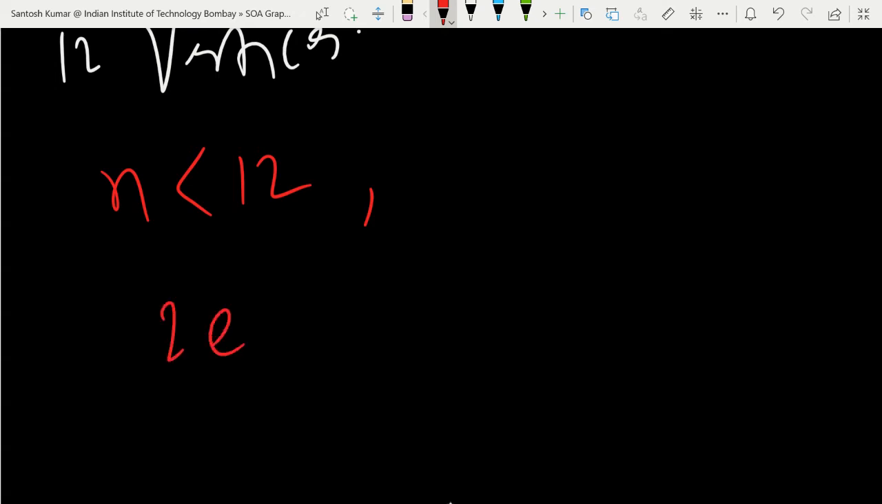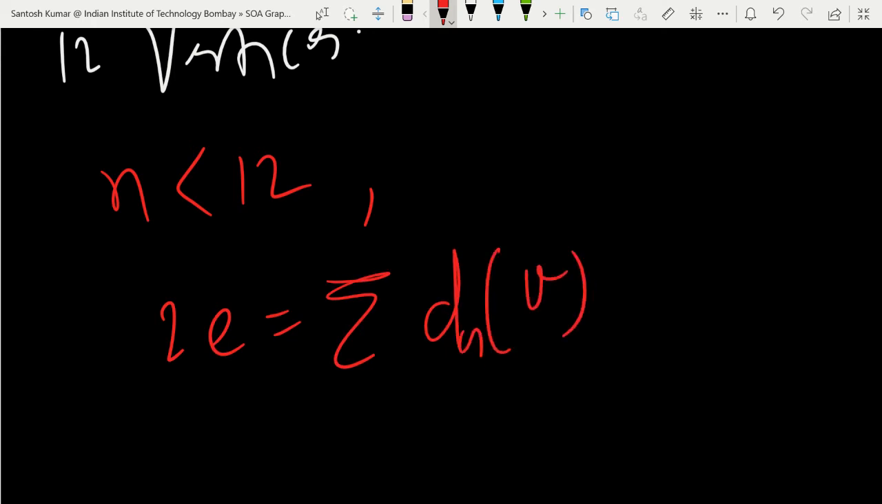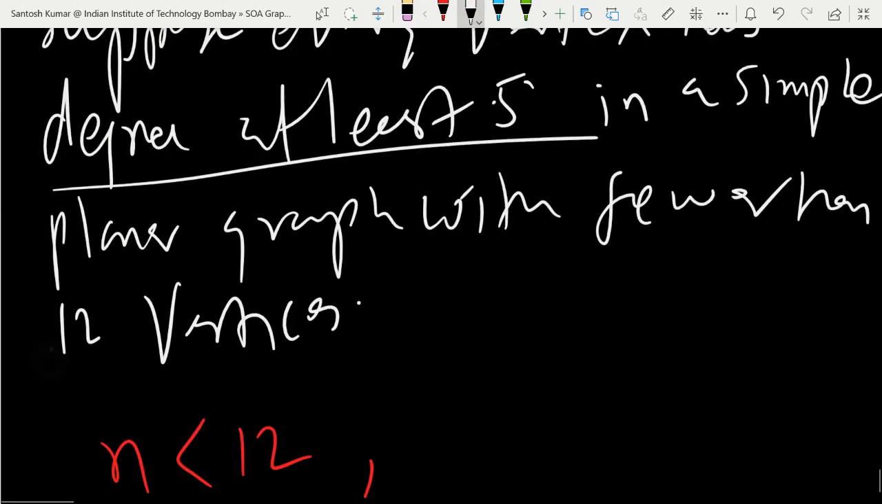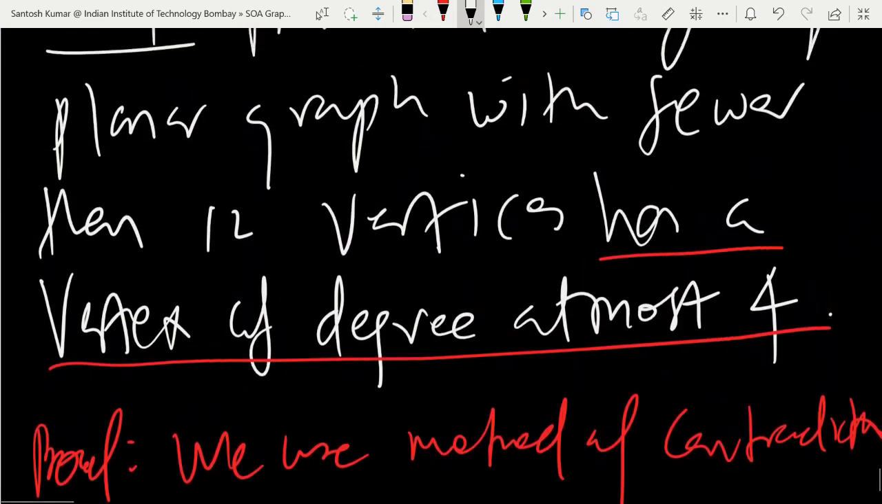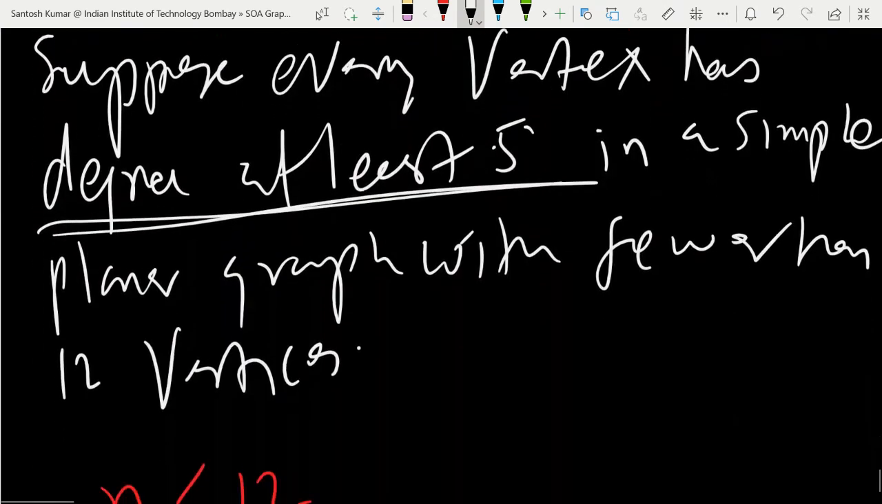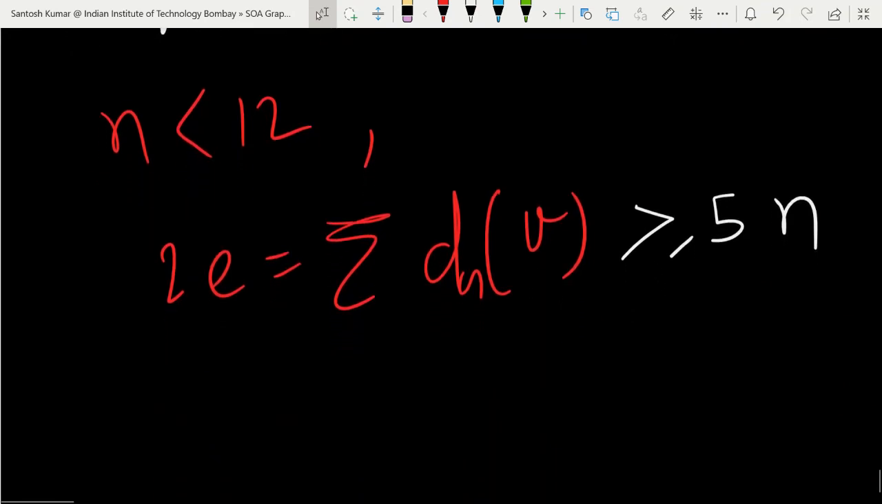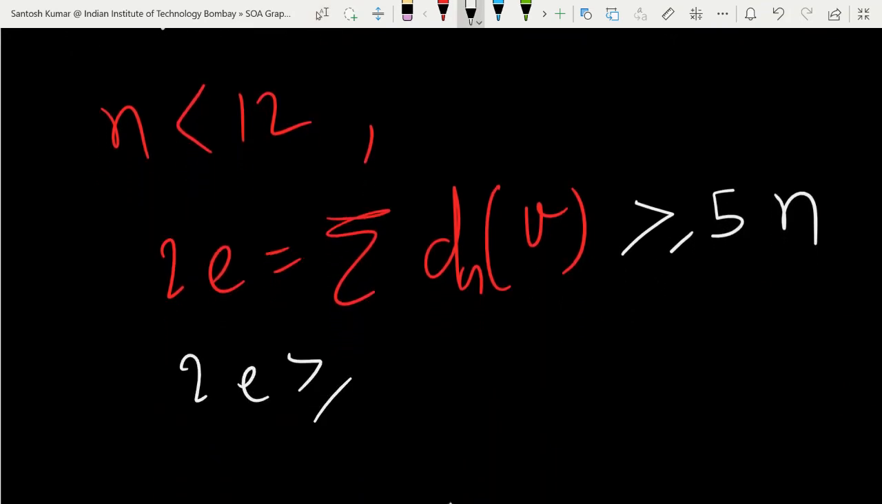So let's apply the degree sum formula. The sum of degrees of the vertices of graph G is at least 5n. You assume that the degree of each vertex is at least 5. You have to prove 4 or less, but you assume the opposite, contradictory statement. Then you get 2e is more than or equal to 5n. And n is less than 12.